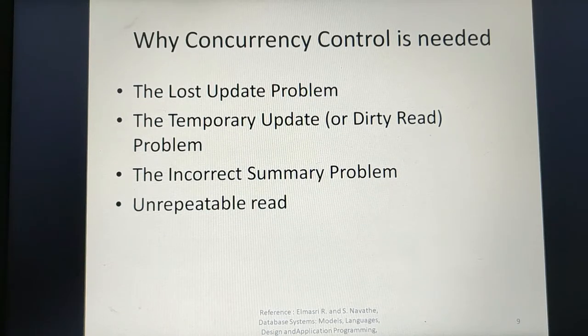Why concurrency control is needed? Several problems can occur when concurrent transactions execute in an uncontrolled manner. The problems are the lost update problem, temporary update problem, incorrect summary problem, and unrepeatable read.